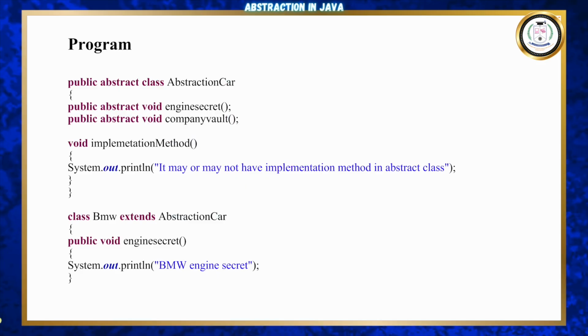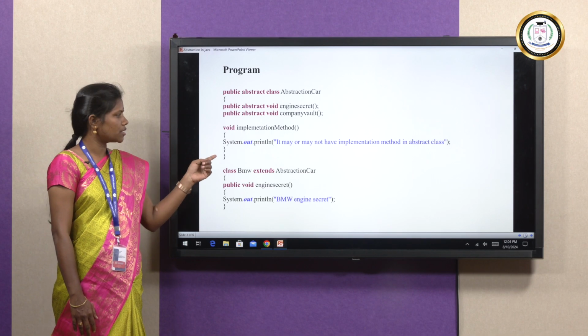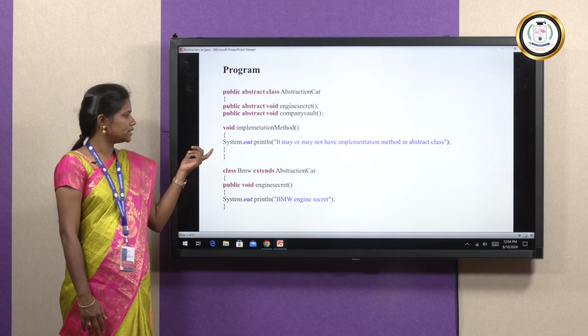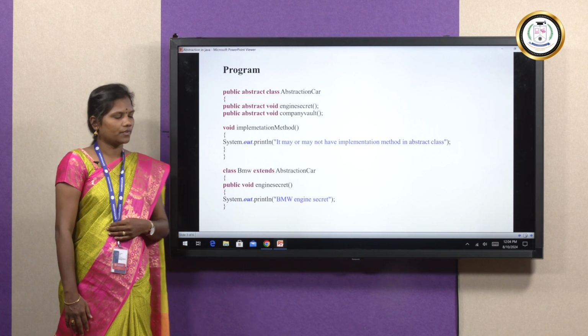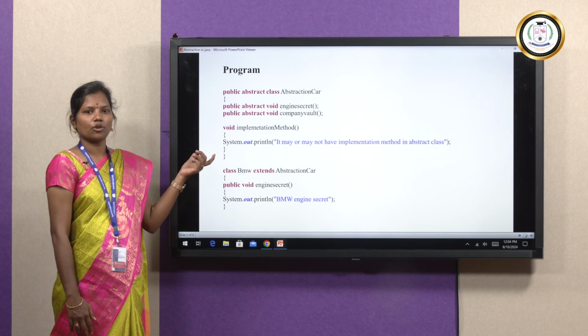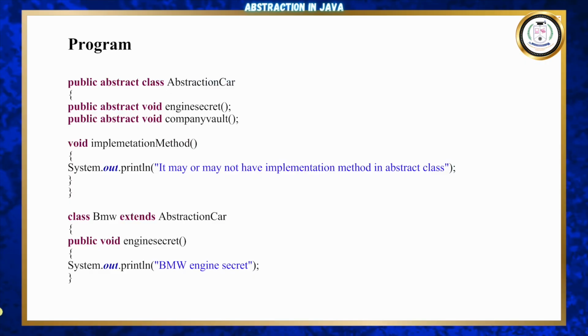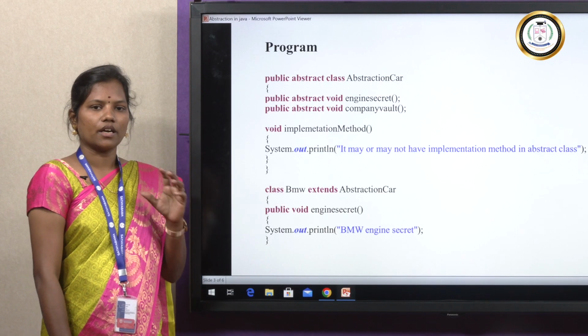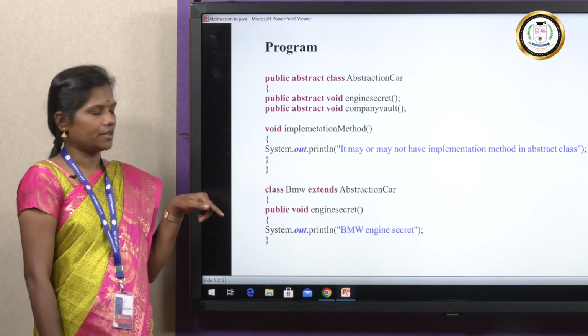And then void implementation method. This is the implemented method, so I have given the implementation details here in system.out.println. System.out.println is the syntax used to print a statement in Java. Whatever we give in system.out.println will be printed in the output. So the implementation method provides some implementation inside the block. From this, an abstract class can contain both implemented and unimplemented methods.